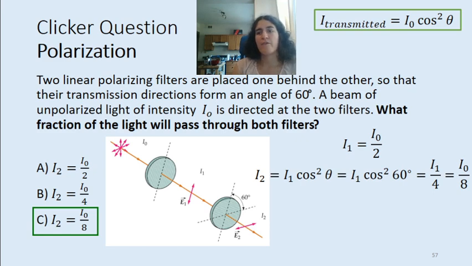Right? So I have I1 is equal to I0 divided by 2. I get I2 is equal to I1 cosine squared theta. This is Malus's law. It's telling me the intensity of light here is equal to the intensity of light here times the cosine squared of this angle. The cosine of 60 is a half, and so I2 will be a quarter of I1, but it's also an eighth of I0. So the intensity got cut by an eighth in going from here to here.